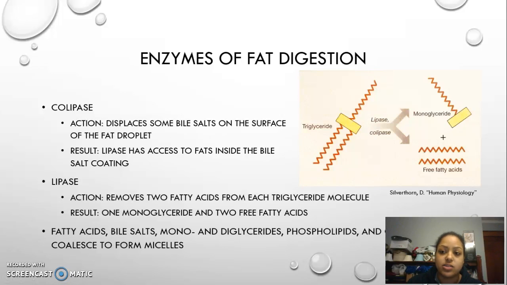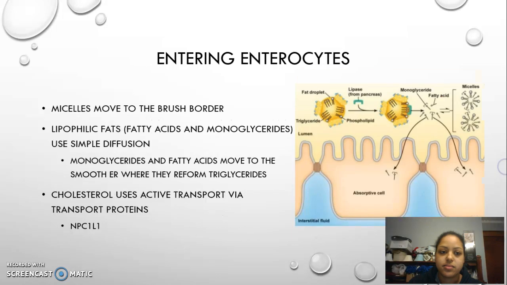Now, the fatty acids will coalesce with the bile salts, mono and diglycerides, phospholipids, and cholesterol in order to form micelles. Micelles are droplets of phospholipids arranged so that the fatty acid tails are on the inside of the micelles. The micelles will then migrate to the brush border along the apical side of the membrane of the enterocytes, and there they will break apart, allowing the lipids on the inside to migrate into the cells themselves.